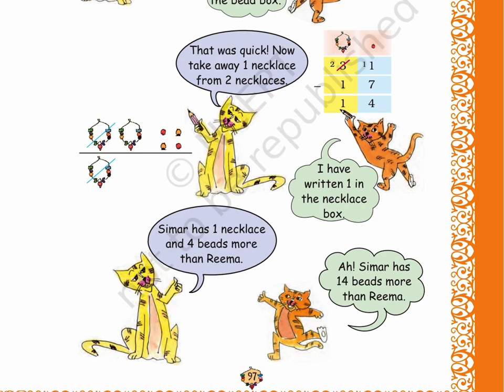Cat 1 is responding, "Simar has 14 beads more than Rima."